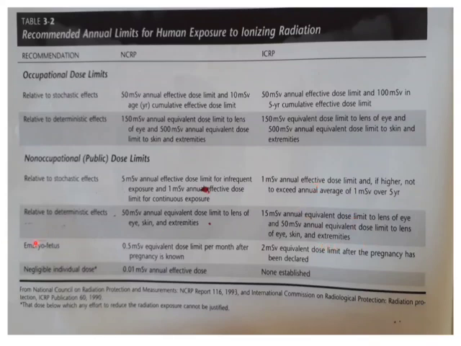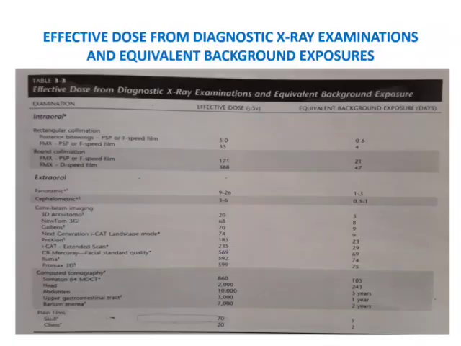Regarding embryo and fetus in the ICRP guideline, it is 2 mSv equivalent dose limit for the pregnancy if pregnancy has been declared. And for negligible individual dose in ICRP, it is not established. So now let us see the effective dose from diagnostic X-ray radiation and equivalent background exposure.